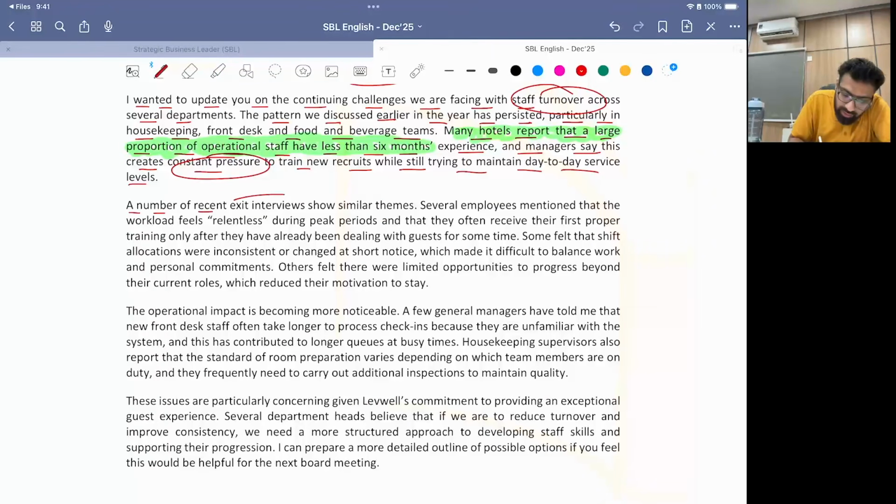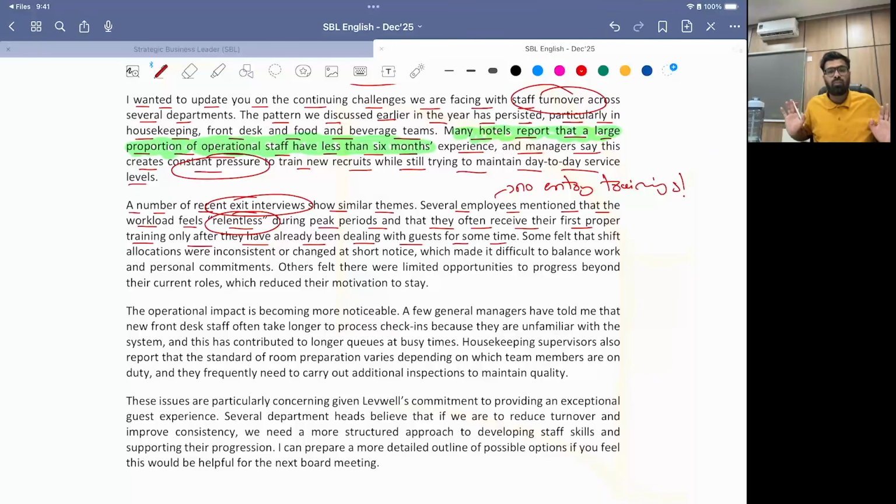A number of recent exit interviews show similar themes, right? Several employees mentioned that the workload feels relentless during peak periods, and they often receive their first proper training only after they have already been dealing with guests for some time. So that means there's no entry training. Now, what you guys are doing is just pushing them in front of the customers, and this is how they're getting trained. And after that, we are saying, okay, we have arranged a training for you.